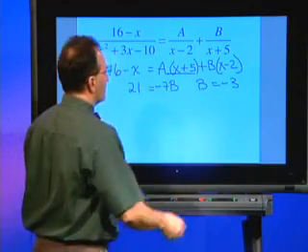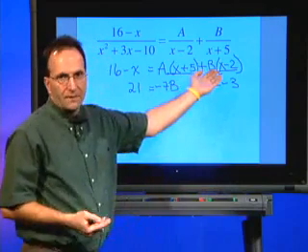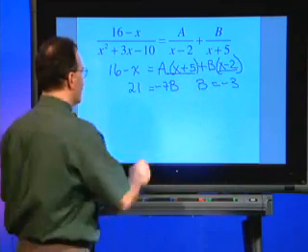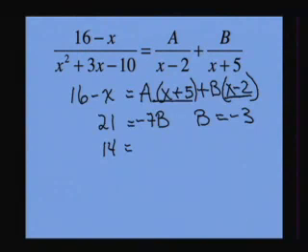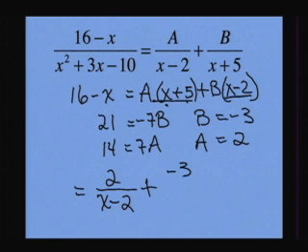Now let's set x equal to 2, which will eliminate the b, because 2 minus 2 is 0. Then 0 times b eliminates that. And 16 minus 2 is 14. 2 plus 5 is 7, so 7a. And that leaves me with the solution that a is equal to 2. So the partial fraction decomposition would be then that we have 2 over x minus 2 plus negative 3 over x plus 5.